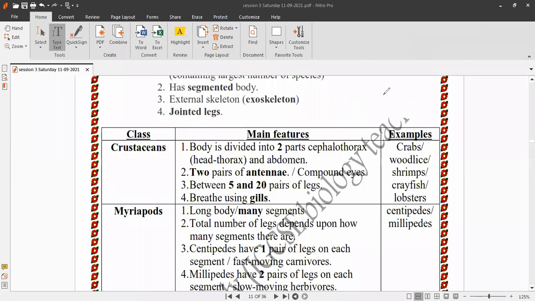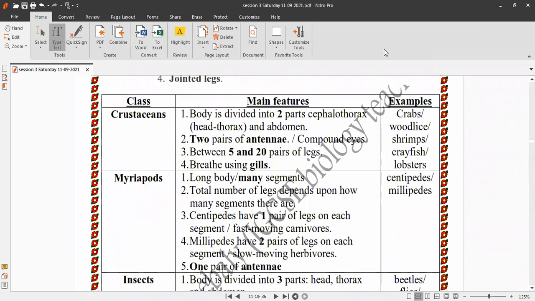Crustaceans, the main features: body is divided into 2 parts, cephalothorax, that means head and thorax, and abdomen; 2 pairs of antennae, compound eyes, between 5 and 20 pairs of legs, and they breathe using gills.